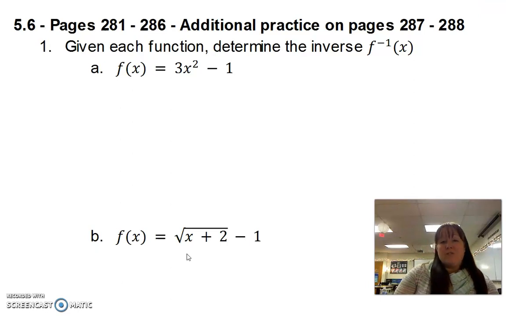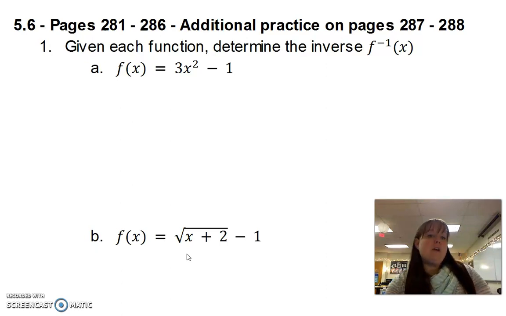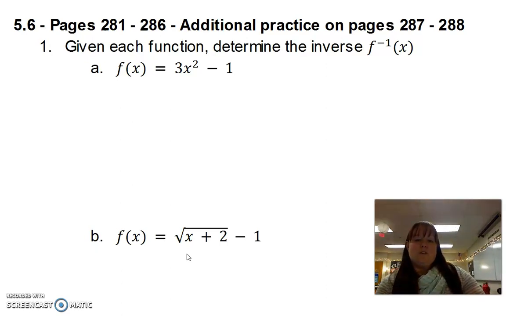Alright, here should be our last video on Unit 5, which is radical functions. And in that we had inverses and graphing radicals. So this last one is on inverse functions. So we have a function, we want to find its inverse. Now remember, inverse functions undo each other.